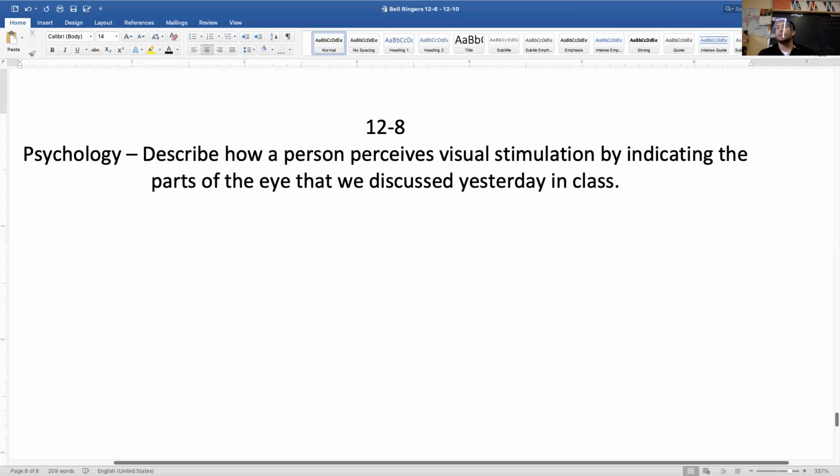All right, so let's get to it here. Describe how a person perceives visual stimulation by indicating the parts of the eye discussed yesterday in class. So let's start with the layers of the eye. What is the outer layer where the muscles attach for eye movement, and really the form of the eye? It's white. Hadley? Sclera. Good job. So again, form of the eye, muscles attached to it, allows for eye movement. Good. What about the middle layer of the eye?